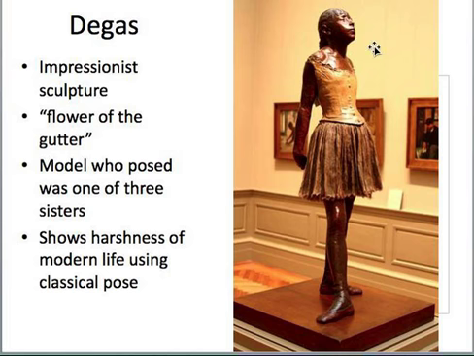She was a working class girl who was taking ballet. The model who posed was actually one of 3 sisters, and her family struggled so much that unfortunately her mother actually put the sisters out as prostitutes at one point. He chose this for a reason because he wanted to show the harshness of modern industrial life, and then he juxtaposed that with a classical pose from ballet, which was the art form of King Louis XIV, the most famous king of France.